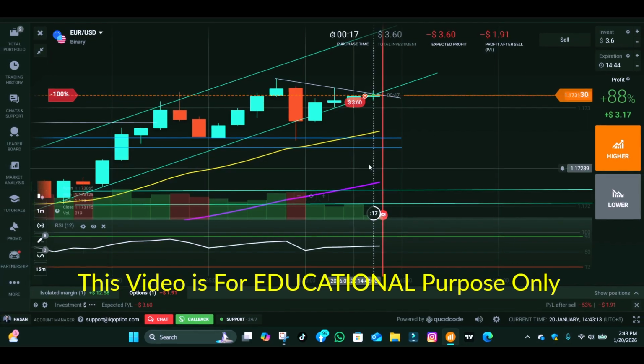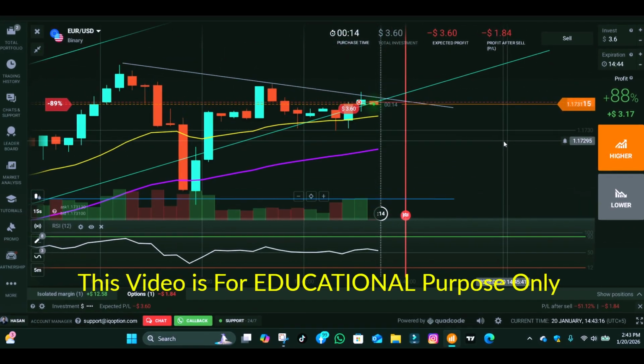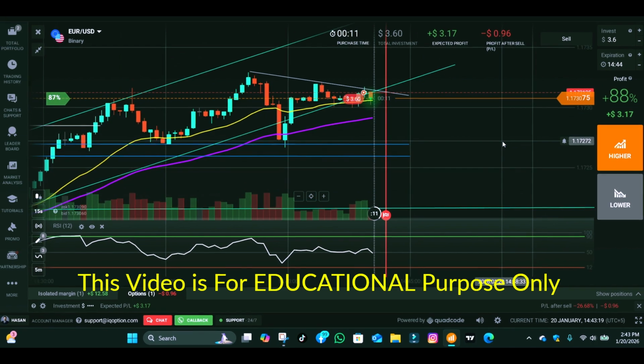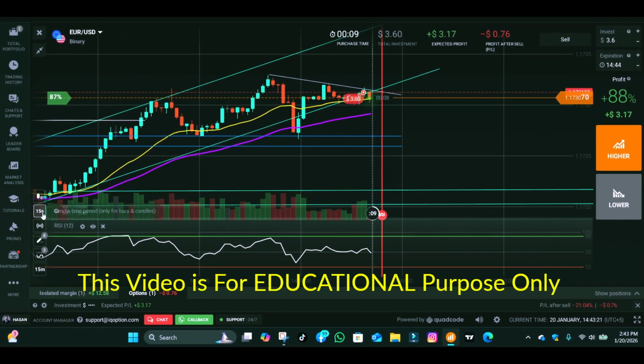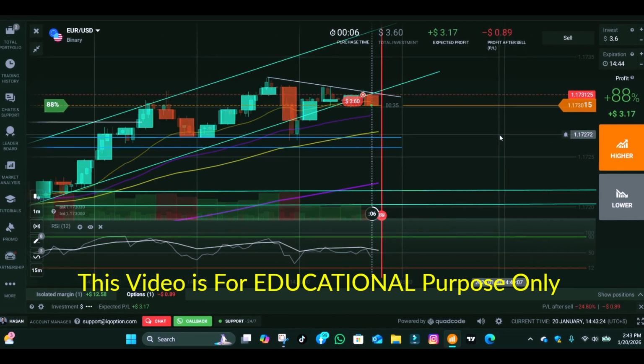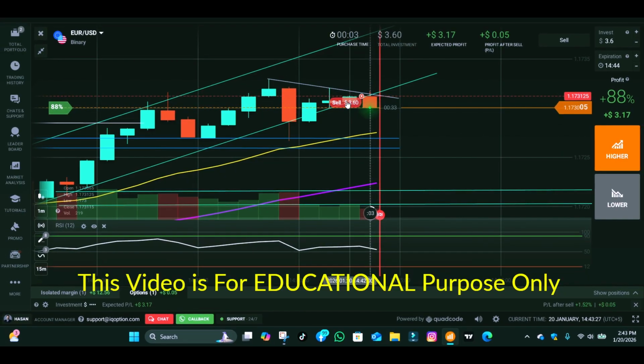Nice win. I placed another down trade here. We can see three confirmations for a downside move. First, the RSI indicator. Second, an engulfing pattern. Third, the three soldiers pattern. Now let's wait for the result.